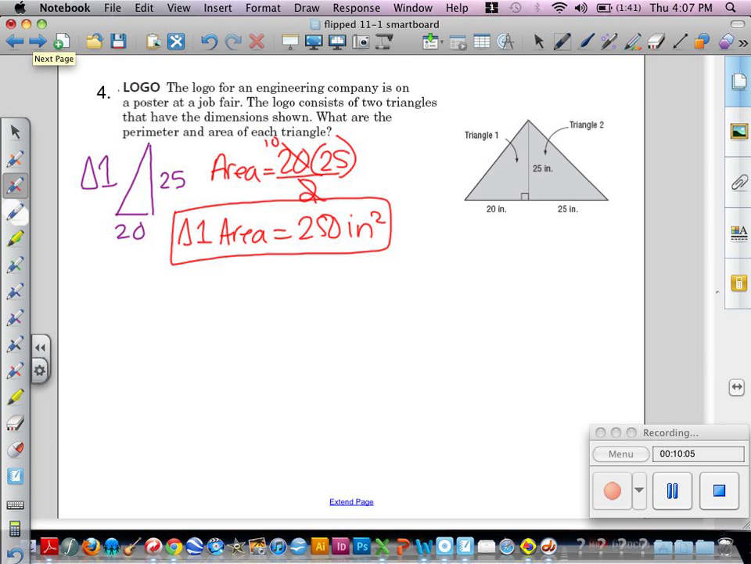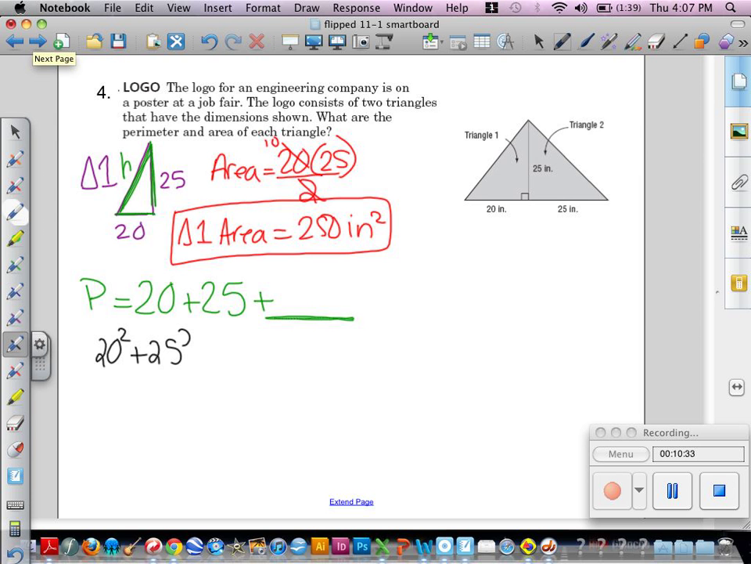Next I have to find my perimeter. Now perimeter is going to be adding up the sides. See, I have 20. I see I have 25 plus, I don't have the hypotenuse yet. I need to find that. So I need to do Pythagorean theorem in this example. I'm going to take my 20 squared and my 25 squared, and I need to find my hypotenuse squared. So I'm going to take 20 squared and 25 squared. I get 1,025 equals my hypotenuse squared.